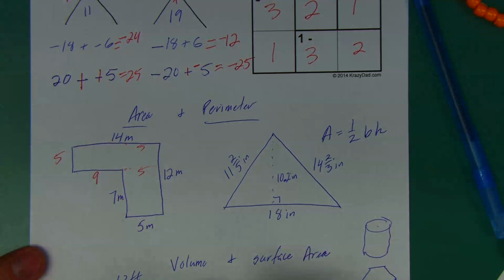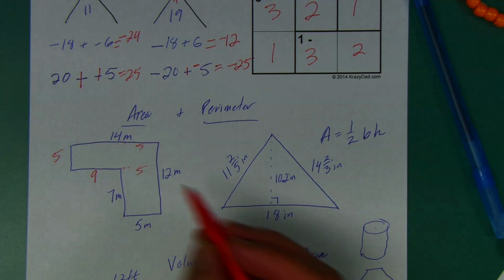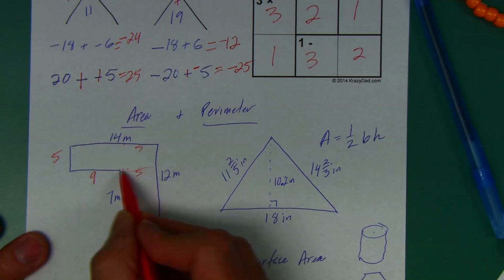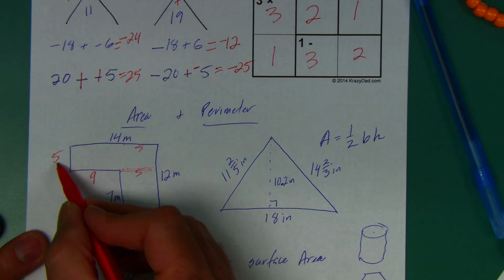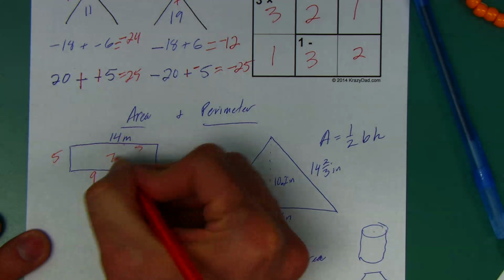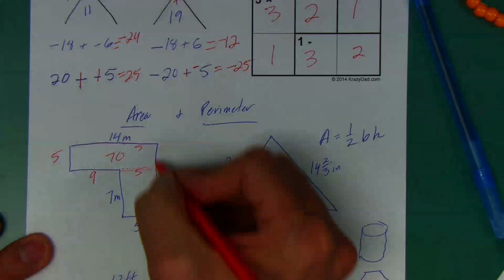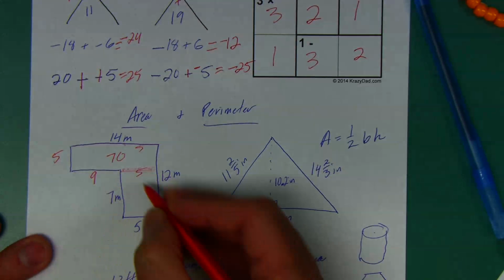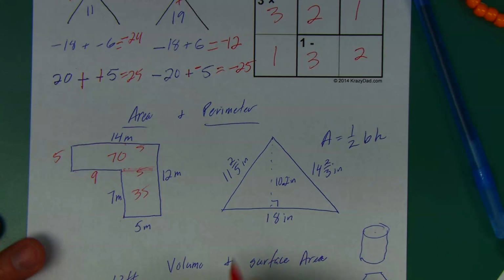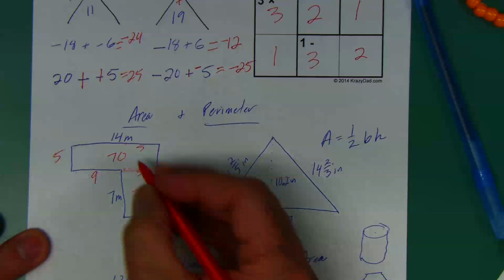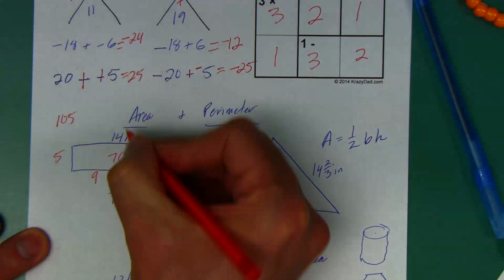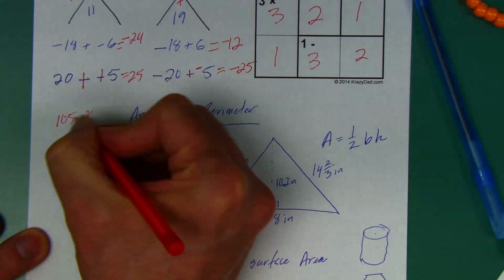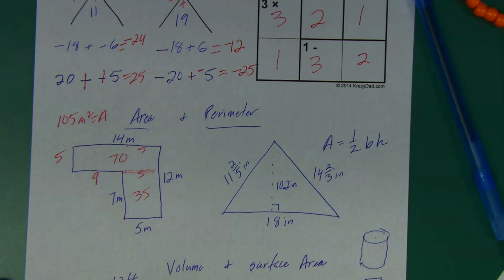Now, there are a number of ways of getting the area. I started to draw a line there. You can say 5 times 14 is 70. And this isn't 12 anymore. This is 7 times 5, 35. 35 plus 70 is 105. And that's square meters is the area.